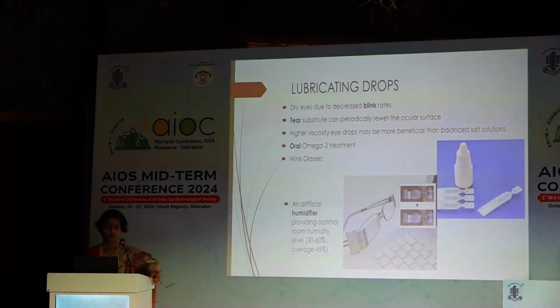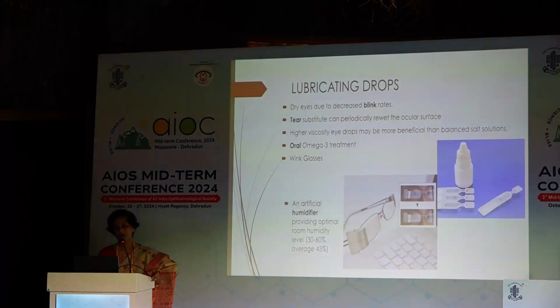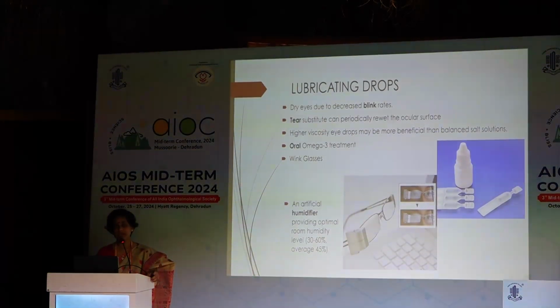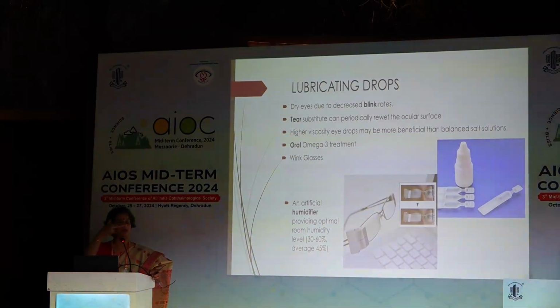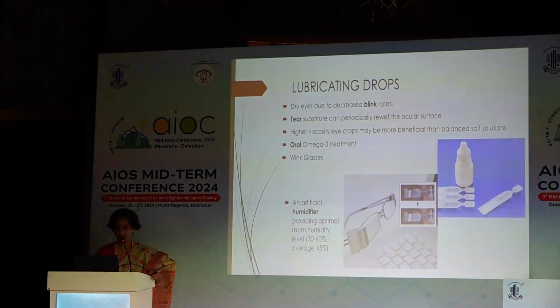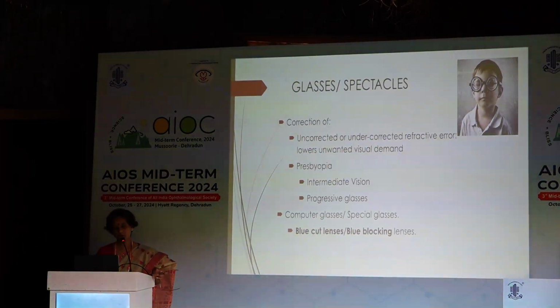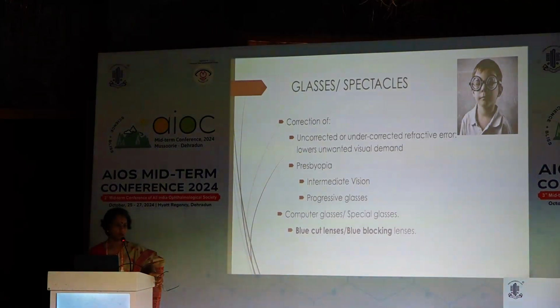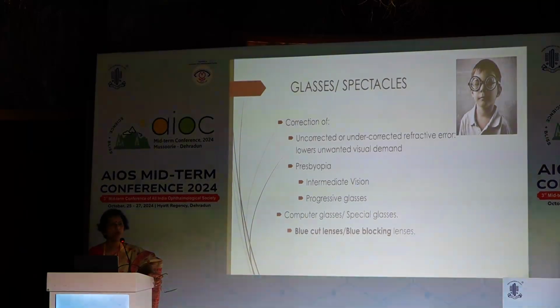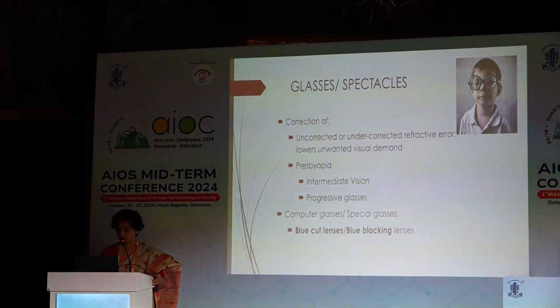Lubricating drops, of course, for the actual dry eye issues can be used, but humidifiers for the AC, some other treatments. Of course, there's some fancy things called wink glasses. Every time there's a shootout kind of thing here, which shoots out and it reminds you to blink. And then, of course, we need to correct the uncorrected refractive errors. We can use blue blocking lenses. But more effective would be to stop using the screen 1 hour before bedtime, or to switch to the warm mode, because that helps in the sleep issues.